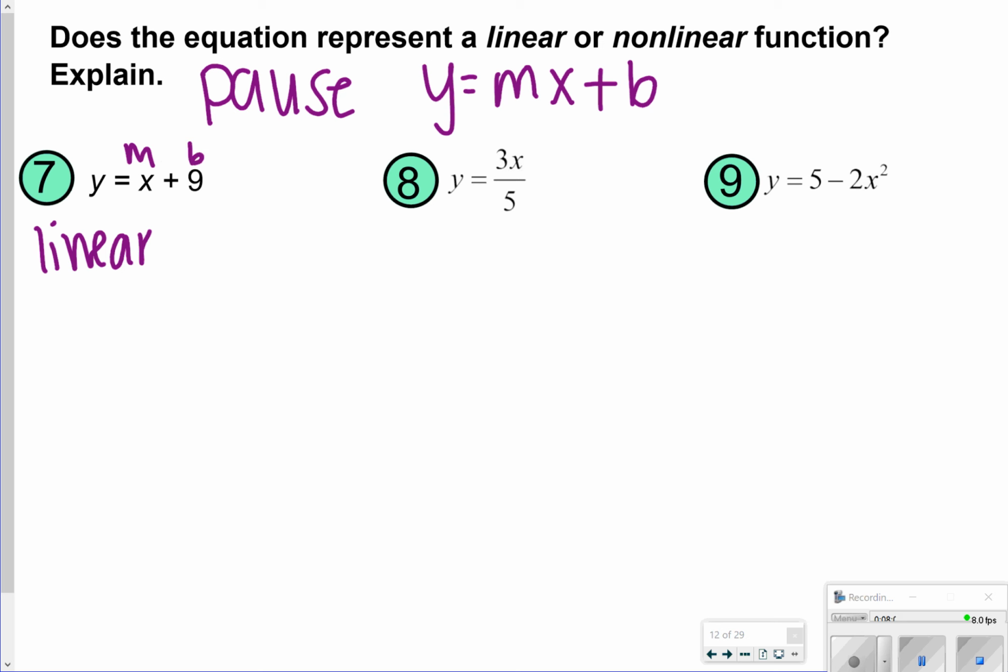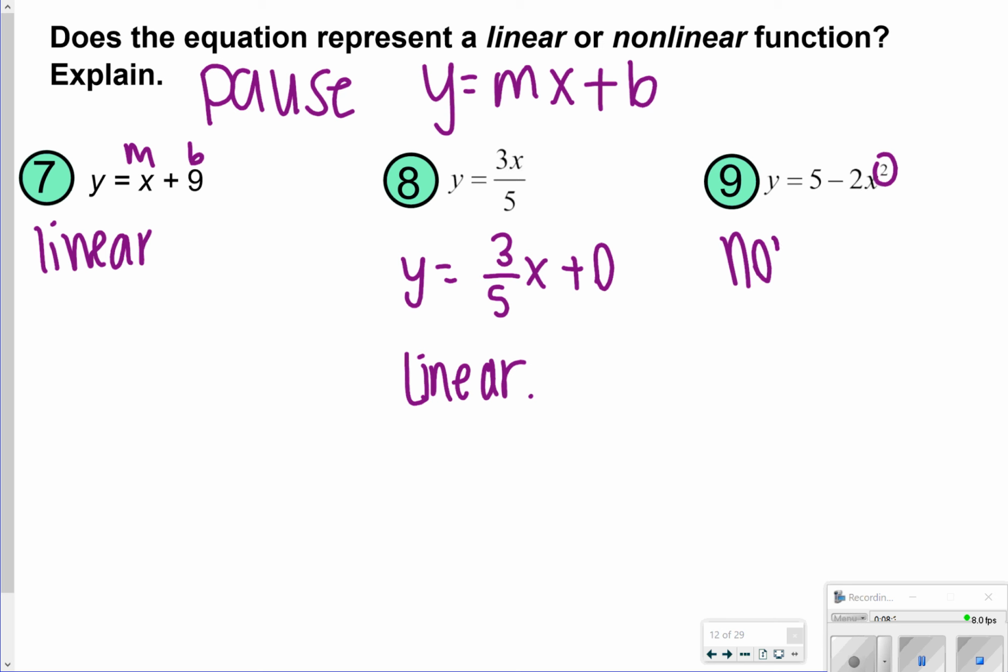Okay, for number 8, that one was not as clear, but you do notice that you could have rewritten it as 3/5 x. And then remember, b is just another constant, so you could actually add plus 0. So this one can be rewritten as y is equal to mx plus b, so we would also say that this one would be linear. For number 9 though, notice you have an exponent of 2 for the x, and there's no way to get rid of it using square roots, so we would say that this would be nonlinear.